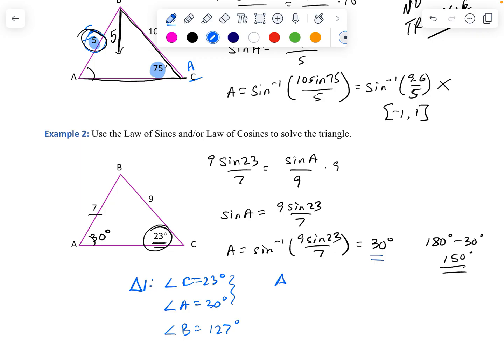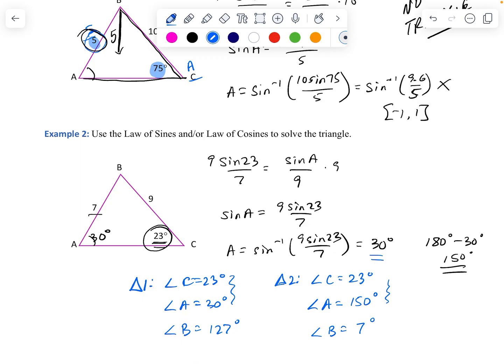But in triangle 2, we know that the original angle, angle C, is going to stay the same at 23 degrees. Angle A is going to be 180 minus 30, or 150 degrees. These two add up to 173 degrees. So therefore, angle B is 180 minus 173, or 7 degrees. So there are two triangles that exist here.